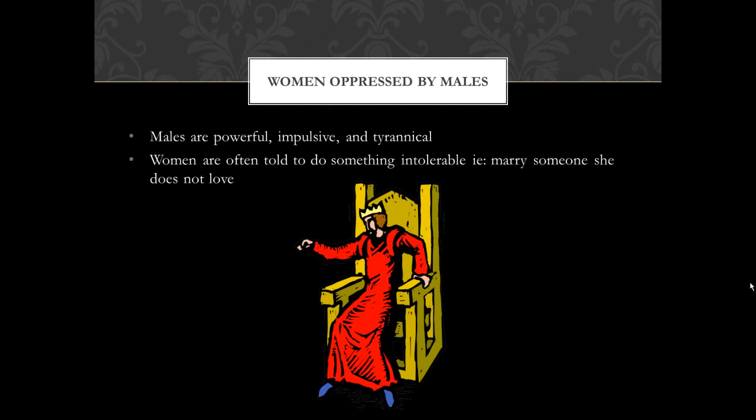Women, although they are distressed, are often distressed because of the oppression from males. The males are powerful, impulsive, and tyrannical. Women are often told to do something intolerable, like marry someone that she does not love, or suffer through the murder of a loved one.